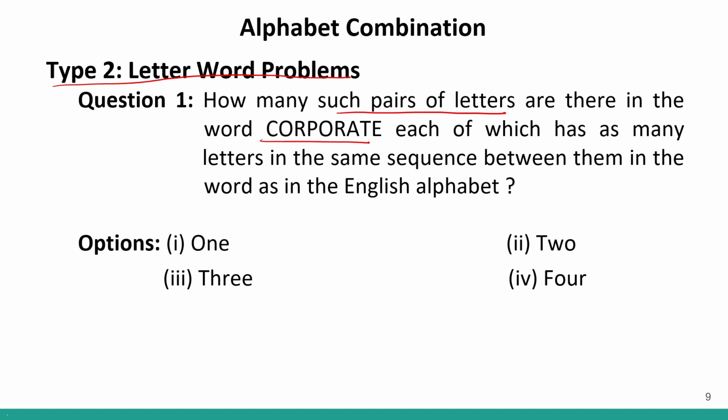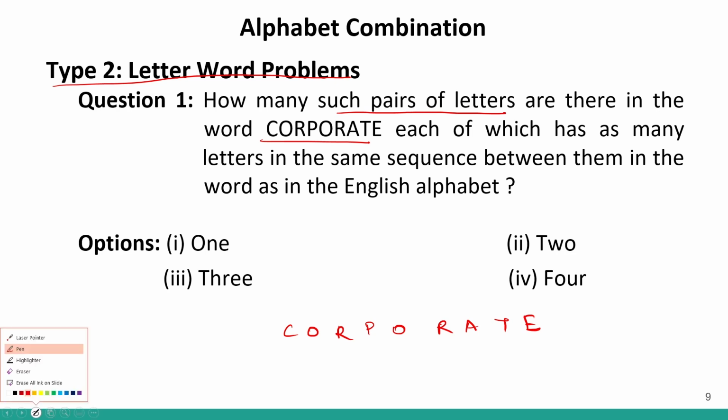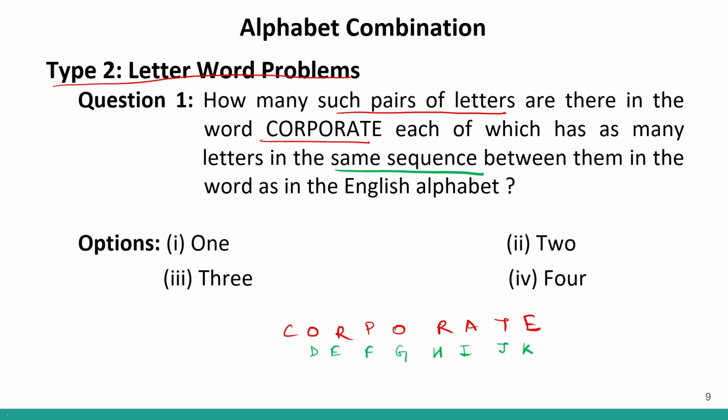So the first step you should do is write the word down. We have corporate. This is the word, right? Now what we will do is we will start with the left word, that is C. We will start with C and we will write down the alphabets after C. So alphabets after C will be D, E, F, G, H, I, J, K. Is there any common alphabet in corporate and these letters? No. So there are no such words with C which will have the same sequence as in English alphabets.